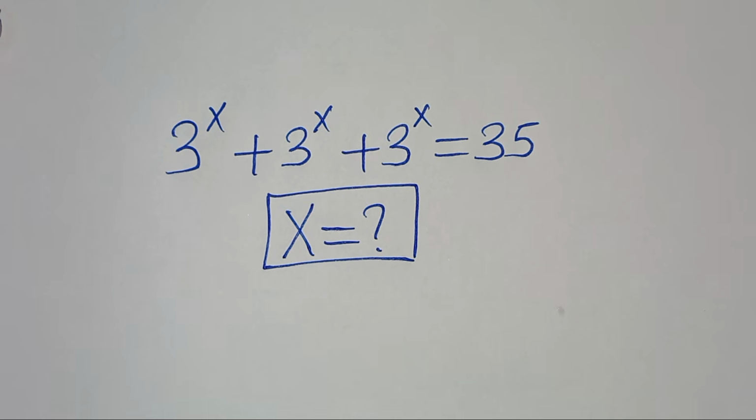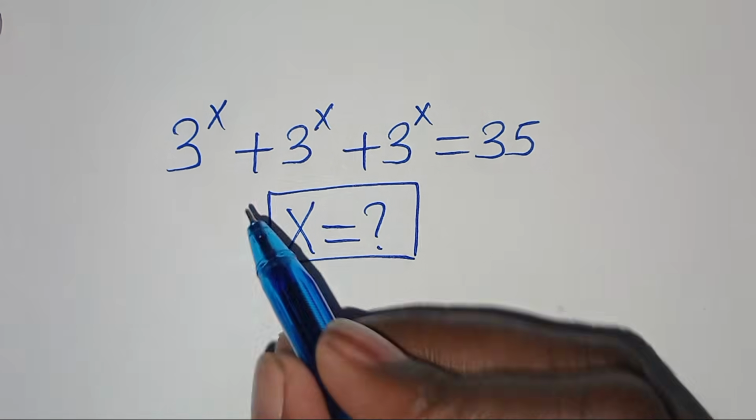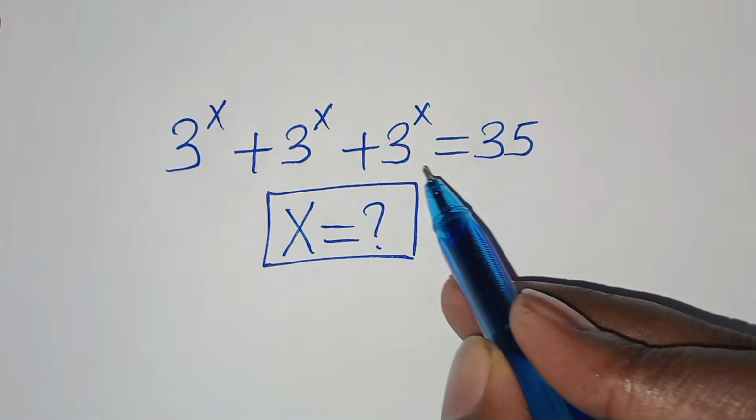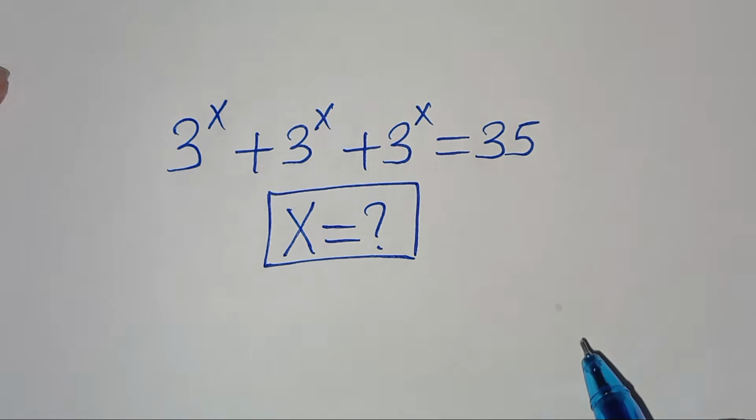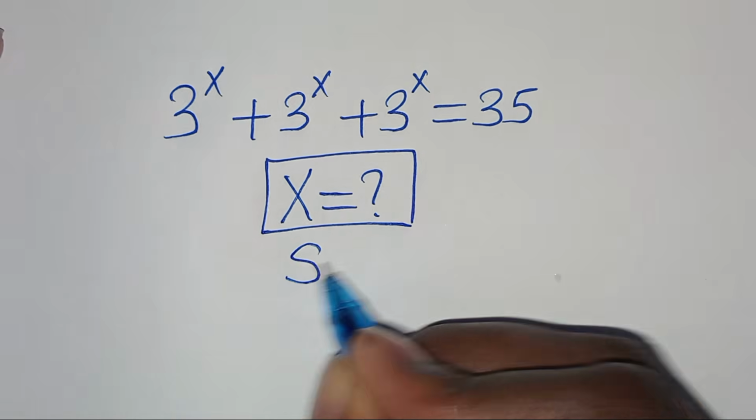You're welcome to solve this nice exponential equation, which is 3 to the power of x plus 3 to the power of x plus 3 to the power of x. This is equal to 35. So what is the value of x? Now let's provide a solution from here.